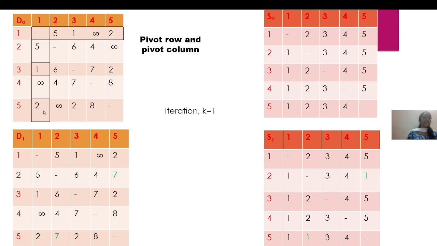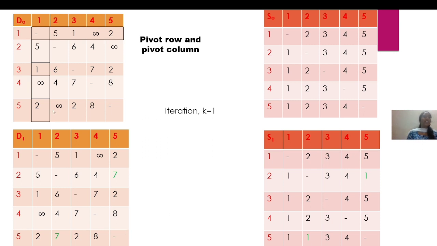It's the same. Next, infinity. Here the infinity we should change. We should check whether we have a lesser number here. So check the corresponding column and the row in the pivot column and row, that is 5 plus 2 we get 7. So 7 is less than infinity. So we are going to replace infinity by 7. Simultaneously, in the sequence matrix we will put 1, that is the iteration number.